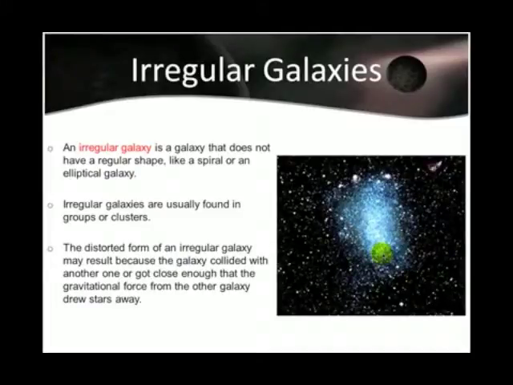Irregular galaxies. An irregular galaxy is a galaxy that does not have a regular shape like a spiral or elliptical galaxy, as you can see in this picture. Irregular galaxies are usually found in groups or clusters. The distorted form of an irregular galaxy may result because the galaxy collided with another one or got close enough that the gravitational force from the other galaxy drew stars away.